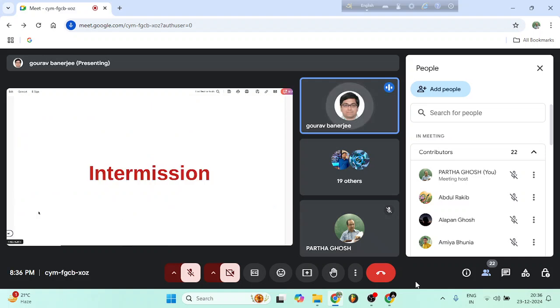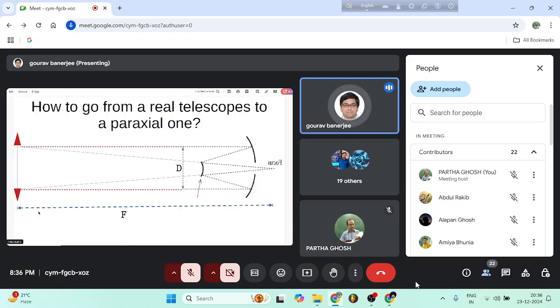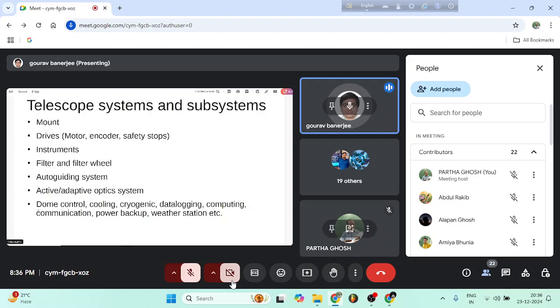Okay, so for today I'll stop here. Tomorrow I'll start again a little bit from conic curves, because I think I rushed a little bit on that. But then we'll talk about the different subsystems of the telescope. We'll introduce them a little bit. The first one is the mount that holds the telescope, points it to the source of interest, and has to hold it steady.